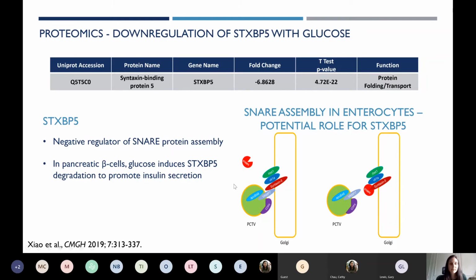And what's been shown in pancreatic beta cells is that glucose induces degradation of syntaxin binding protein 5, and that's thought to be part of the way that glucose promotes insulin secretion. So we think that maybe a similar thing is happening in enterocytes, that glucose is downregulating this syntaxin binding protein 5, and that helps facilitate chylomicron maturation and eventual secretion. So this is really as far as we can go with humans. And so to figure out, is this really happening, and what's the role of those intracellular CLDs, we had to move to animal models.